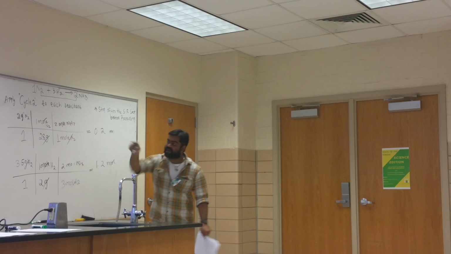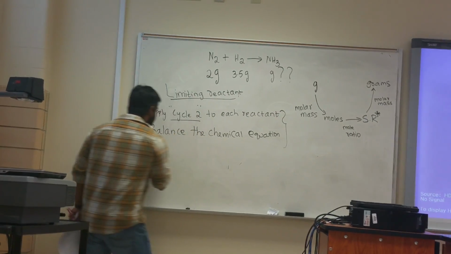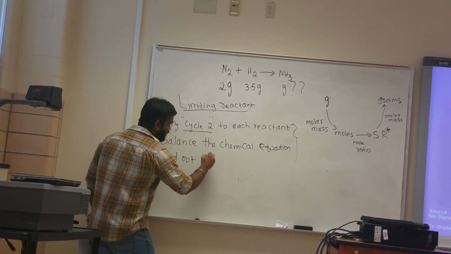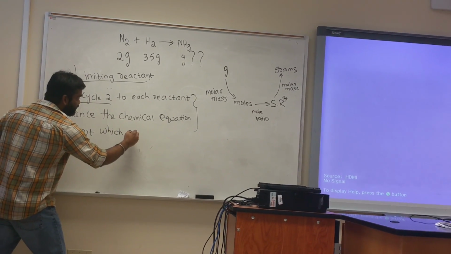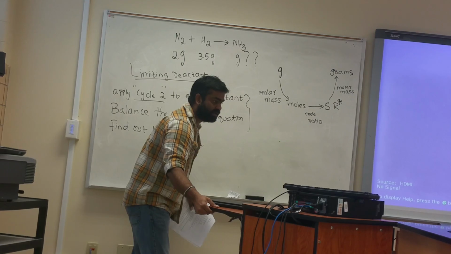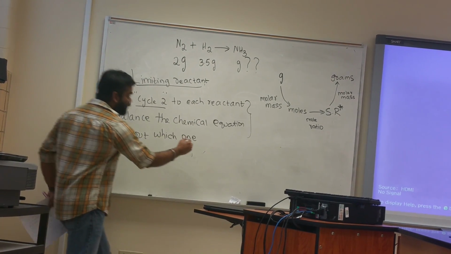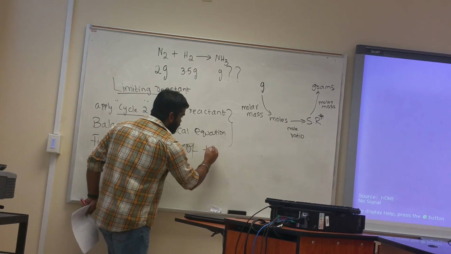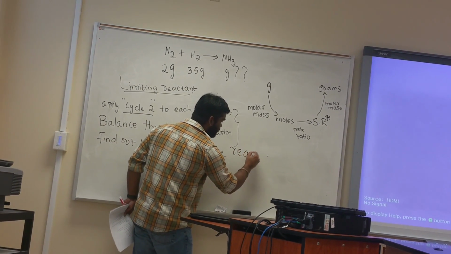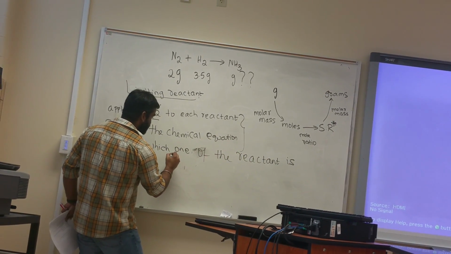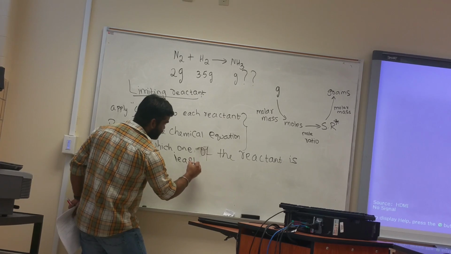Now, let's go write the third step and we'll be able to complete the problem. Find out which one of the, I'm writing, this is not how a chemistry professor would write this. You would just go all technical. I am not. Find out which one of the reactants is least in number. Or is least in moles.